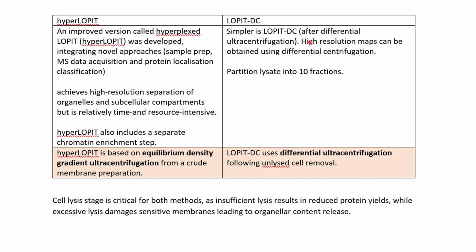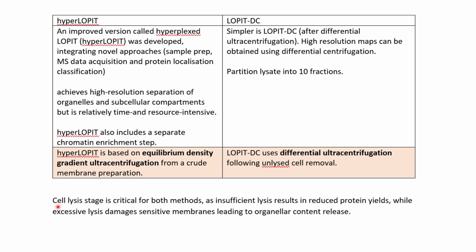LOPIT-DC, on the other hand, is less resource intensive and less time costly. And the difference between these two is that hyperLOPIT uses equilibrium density gradient ultracentrifugation, whereas LOPIT-DC uses differential ultracentrifugation. And if you're unfamiliar with these two types of centrifugation, I'll explain in the next slide.